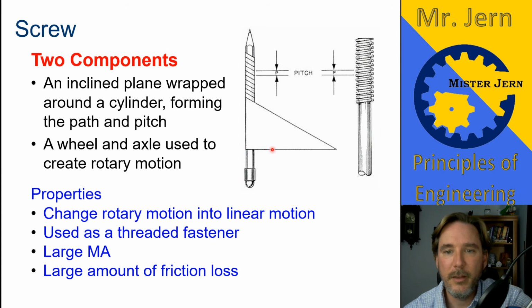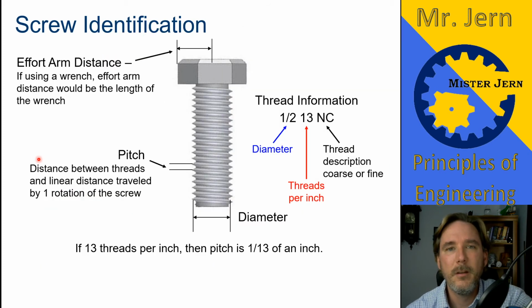It can be used as a threaded fastener. Obviously, you can fasten things together. It has a very large mechanical advantage. We're going to see that in a minute. But there is a very large amount of frictional loss. I mean, if you ever tried to screw something in, you know how that is.